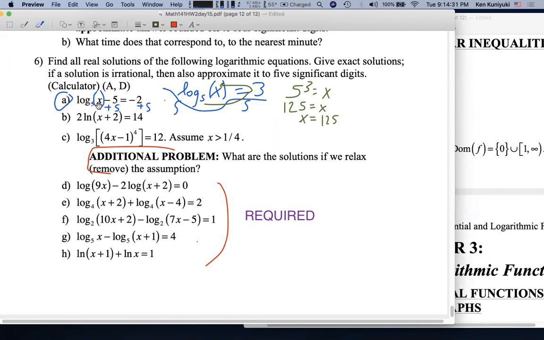The fact that X is positive, the argument is positive here, that's a big help. Okay, it's likely that this works out. It does work out. So the solution set simply consists of the 125. Although remember, sometimes you can get 2 or 3 solutions or whatever. You would just have one solution.